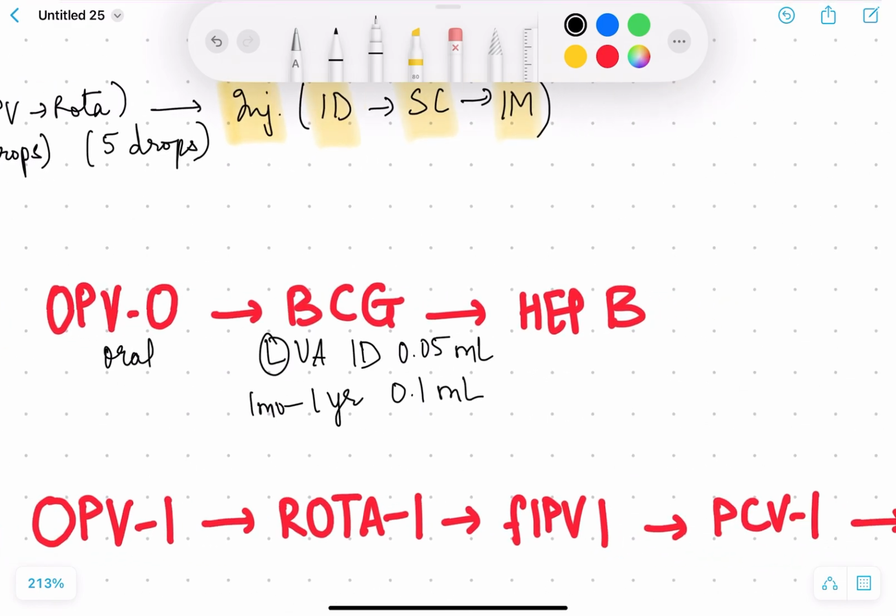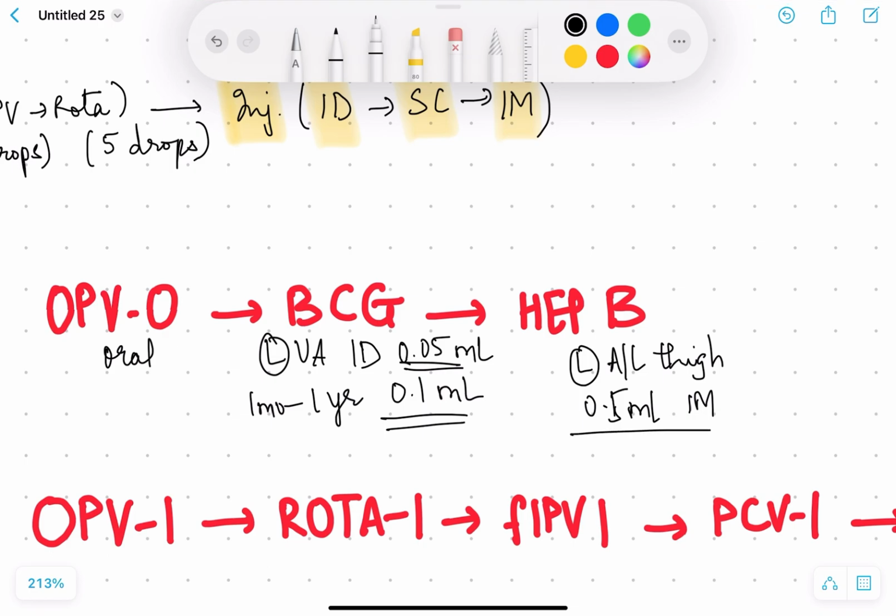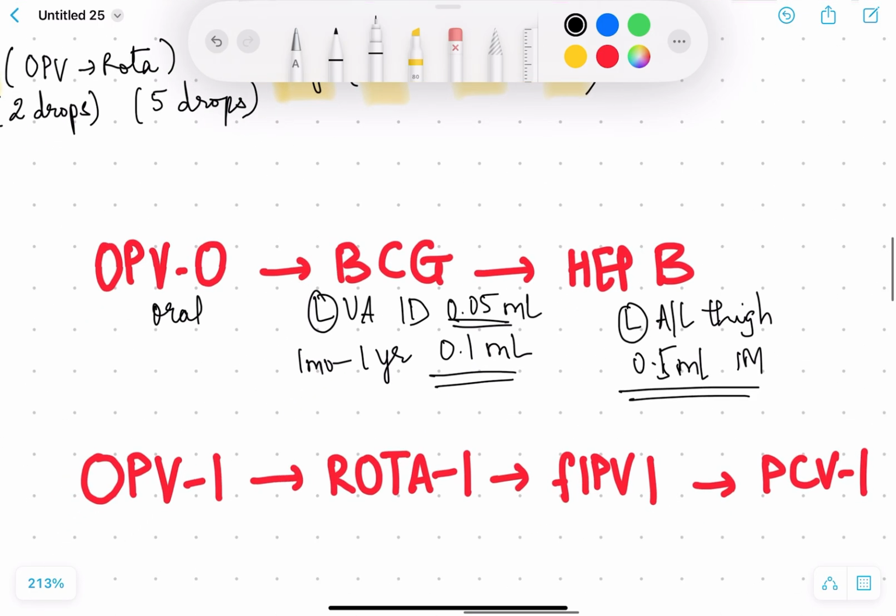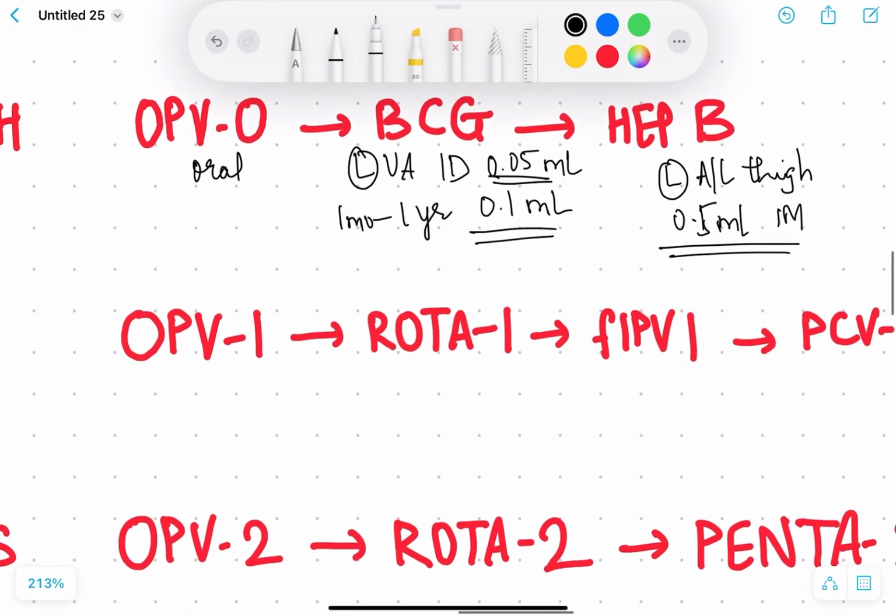Hepatitis B, then you want to also give them, which is going to be on the left anterolateral thigh, and this is going to be 0.5 ml IM, intramuscular, on the left anterolateral thigh. So increasing dose, remember BCG 0.05 ml normally, but if it is beyond 1 month, then you can give 0.1 ml, and hepatitis B is 0.5 ml IM. In fact, 0.5 ml IM is a very common route and dose, so if you don't remember, just mark that.